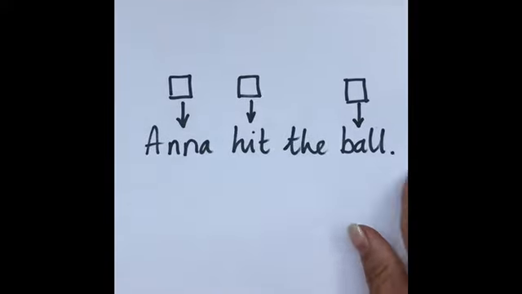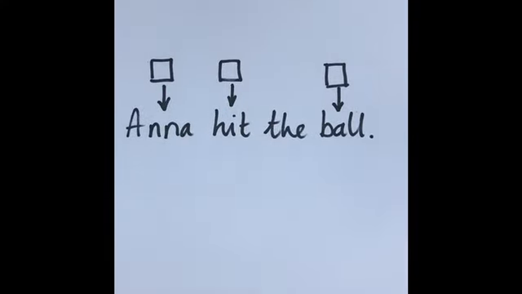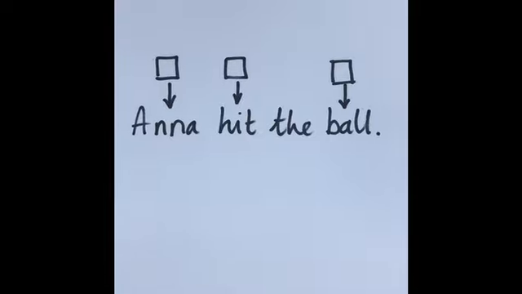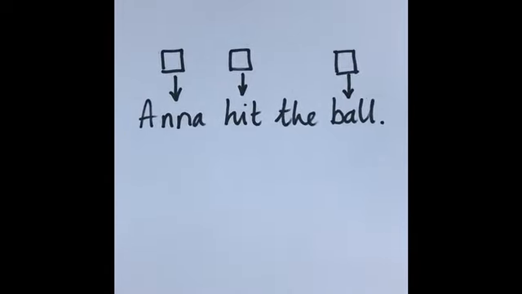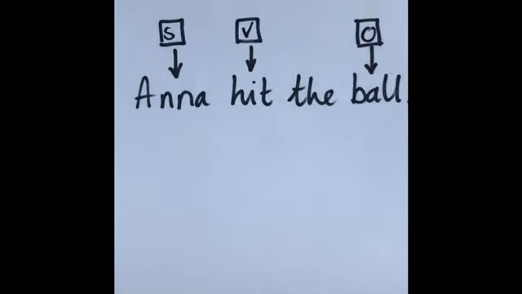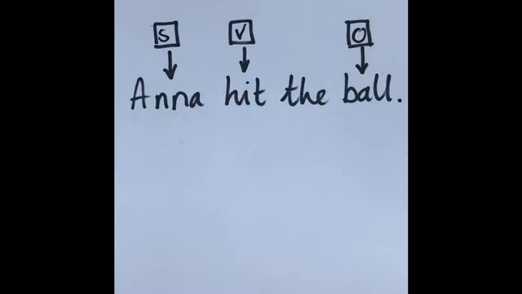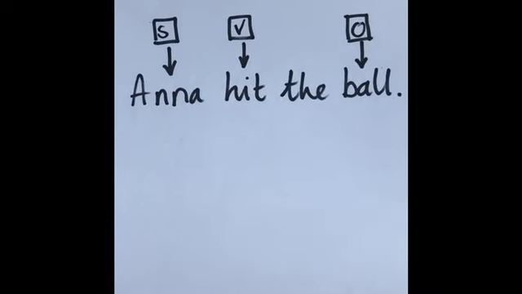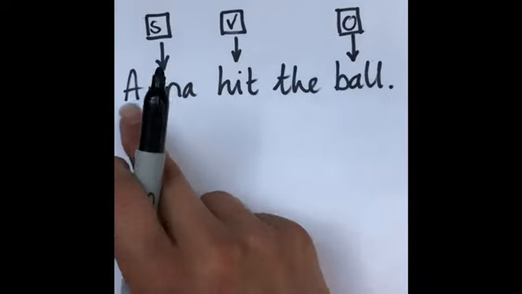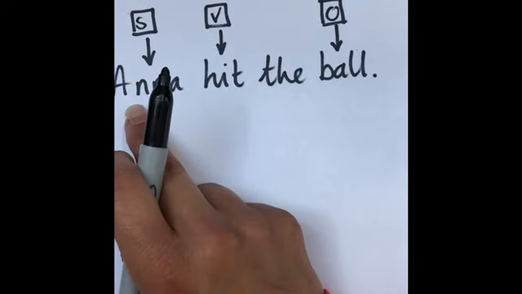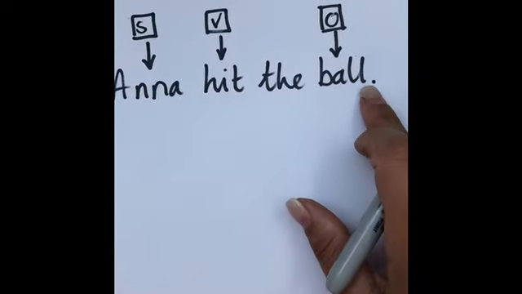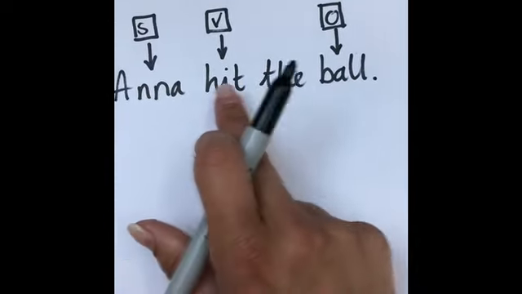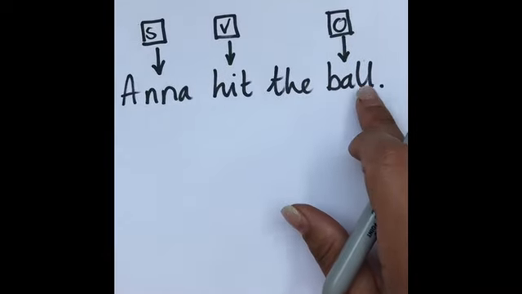Can you identify using S for subject, V for verb and O for object the parts of this sentence? Anna hit the ball. So if you're following along, you should know that Anna is the subject. The verb is hit. Can I hit? Yes, I can. And the ball is the object. So remembering that it's Anna performing the action on the thing. It's the subject performing the action on the object.